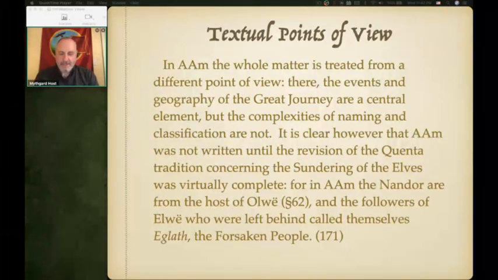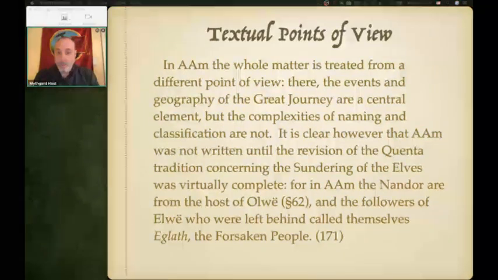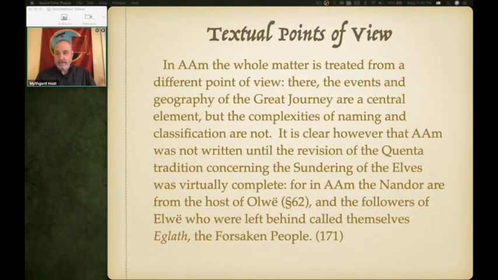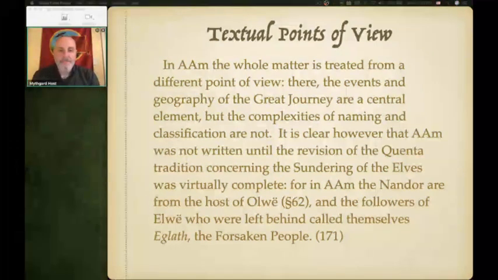This is Christopher's commentary. In the Annals of Aman, the whole matter is treated from a different point of view. There, the events and geography, that is, we're talking about the migration of the elves across Middle-earth. There, the events and geography of the great journey are a central element, but the complexities of naming and classification are not. It is clear, however, that the Annals of Aman was not written until the revision of the Quenta tradition concerning the sundering of the elves was virtually complete. For in the Annals of Aman, the Nandor are from the host of Olwë, and the followers of Elwë who were left behind called themselves Eglath, the Forsaken People.